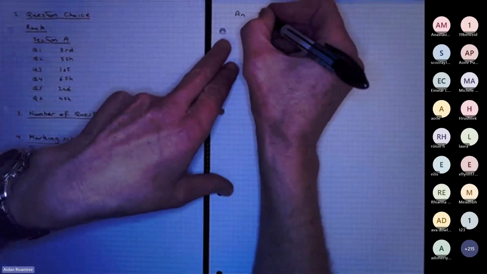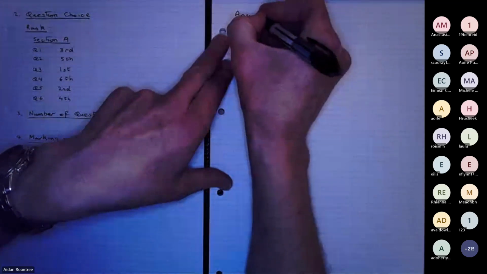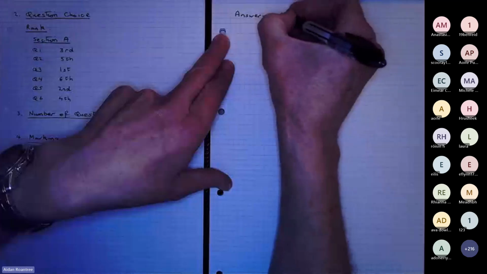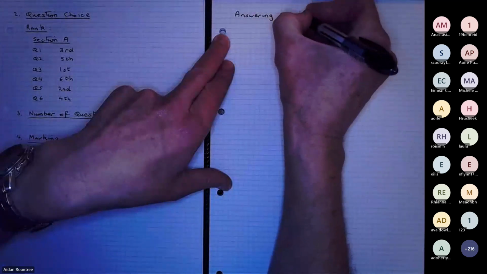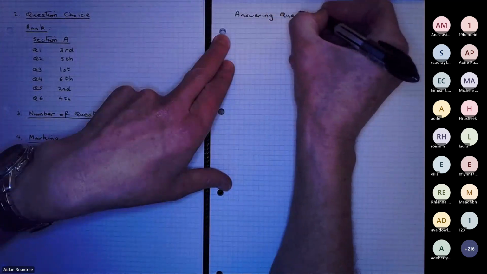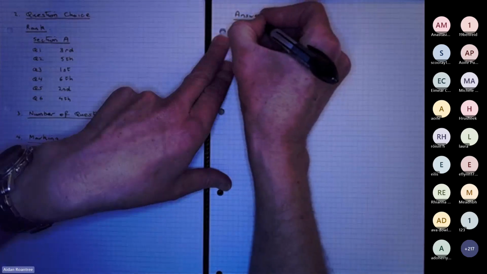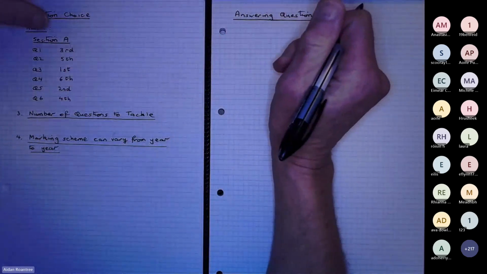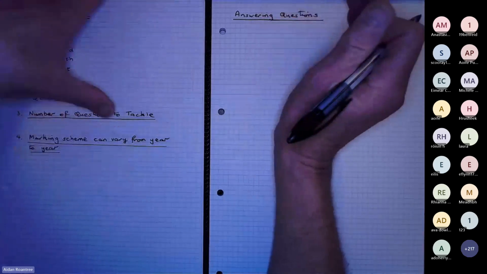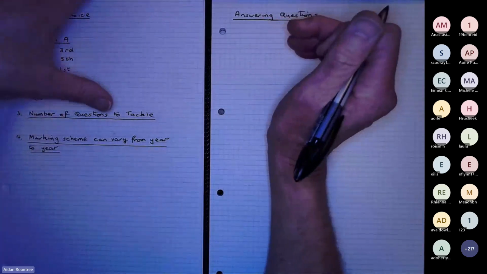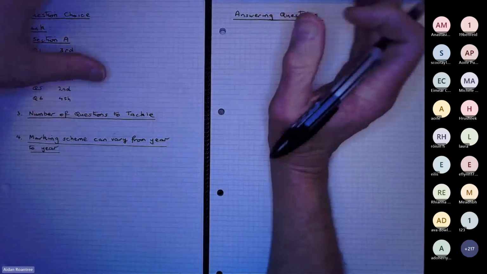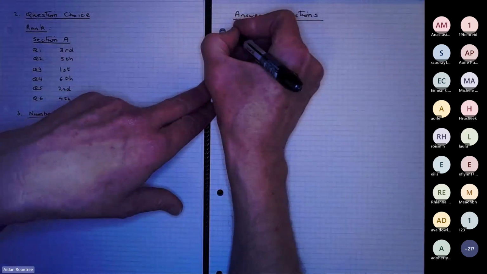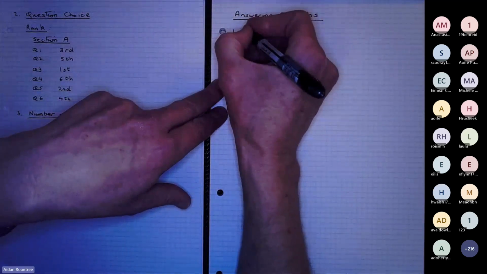Okay. Now, so this is answering questions. There's a few things that we're going to talk about here, and as we go through this, with some of these I'll be taking examples from past papers, and I'll be putting the year and the question number up on the screen, and then we'll be having a look at the question. So the first thing here is reading the question.